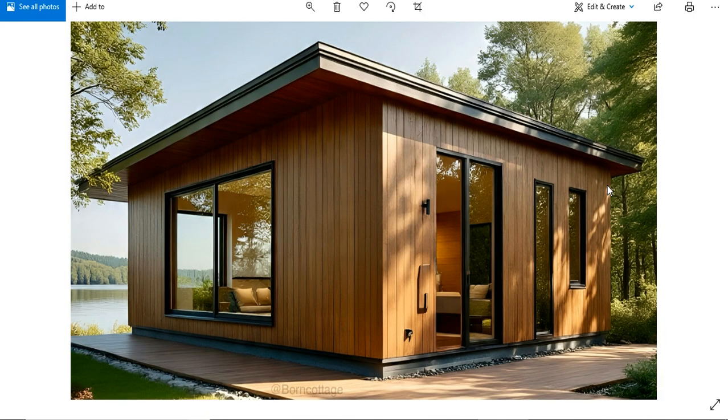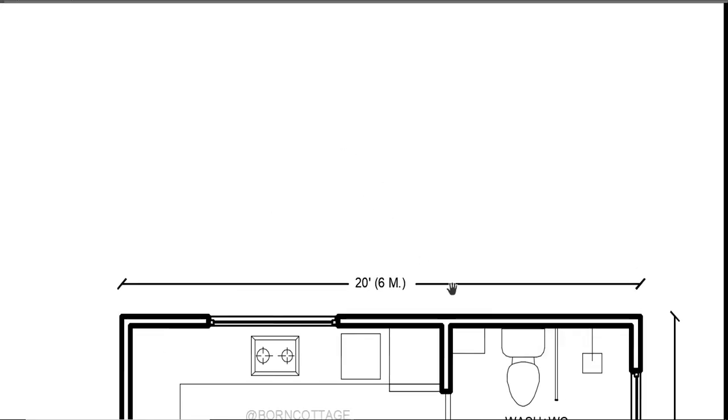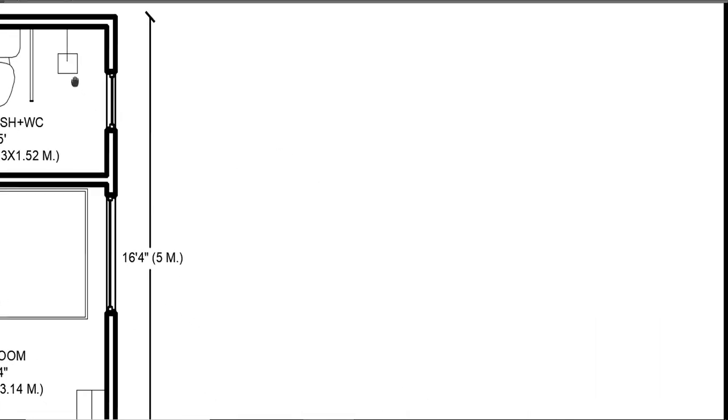So the beautiful tiny house you are watching on the screen. In this video I'll share the complete floor plan with all the sizes and details. So keep watching the video. So this is the floor plan of the house. The total area I have taken is the width is 20 feet in meter 6 meter and the length is 16 feet 4 inches in meter 5 meter.